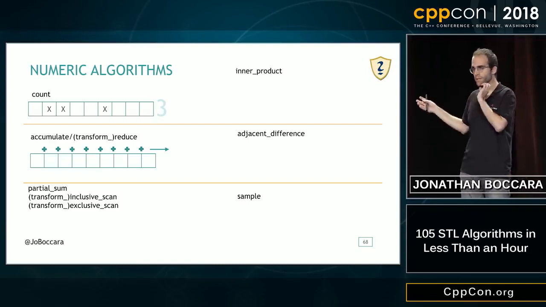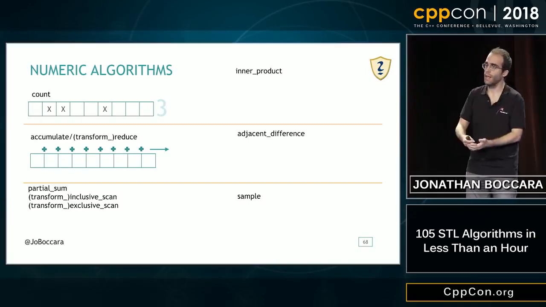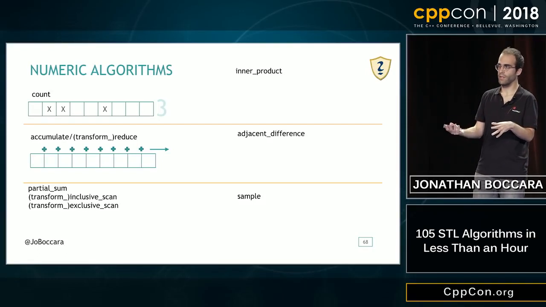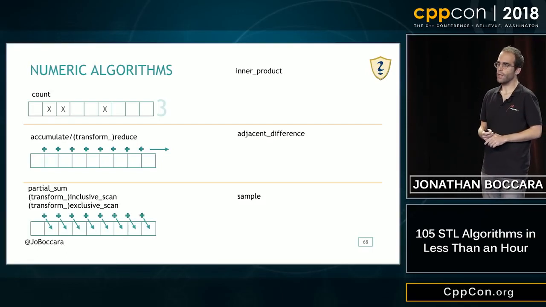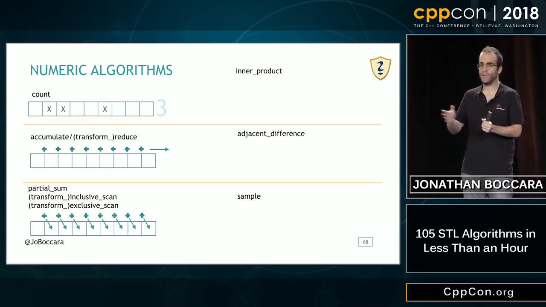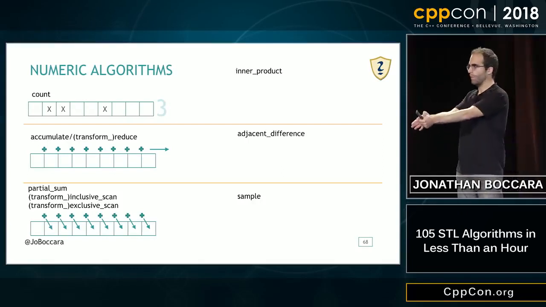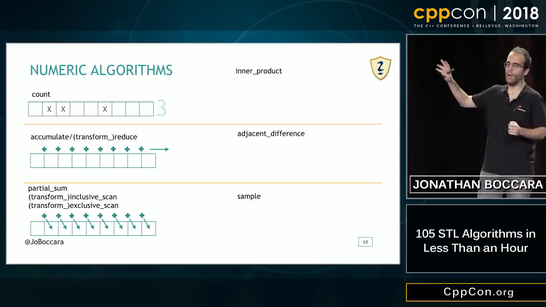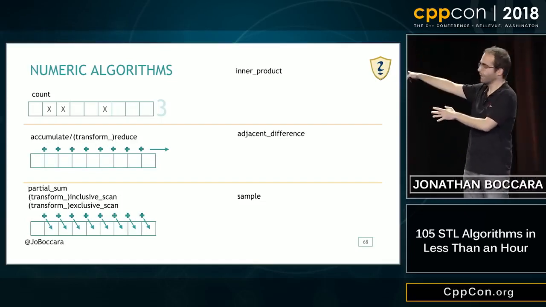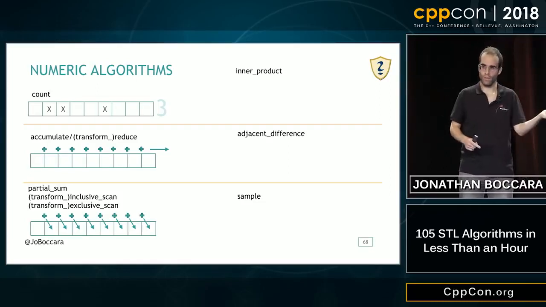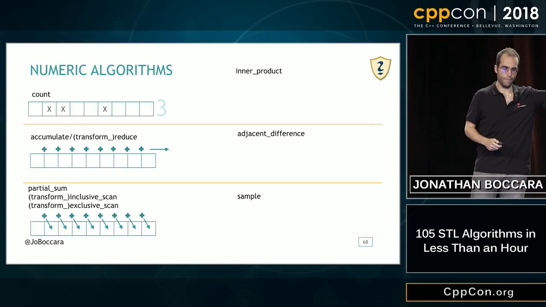And transform reduce takes a function and applies that function to the element of the collection before calling the reduce. Partial sum, well, it sums all the elements starting from the beginning to the current point of the collection. So here, partial sum would return a collection with, in the first position, what was in the first position of the original collection, and in the second one would be the first one plus the second one. In the third one would be the first plus the second plus the third, so on and so forth.